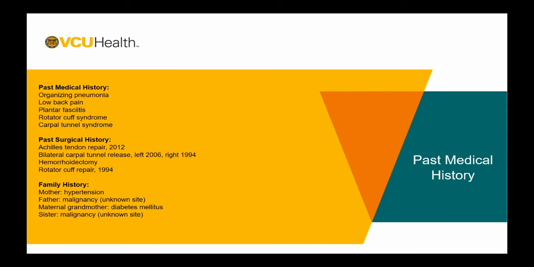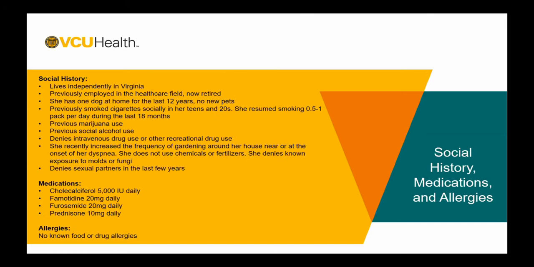For her past medical history, she had a history of organizing pneumonia, low back pain, plantar fasciitis, rotator cuff syndrome, and carpal tunnel syndrome. Her surgical history included an Achilles tendon repair, bilateral carpal tunnel release, hemorrhoidectomy, and a rotator cuff repair. Her family history was notable for her mother with hypertension, father with a malignancy of an unknown site, maternal grandmother with diabetes mellitus, and sister also with a malignancy of an unknown site.